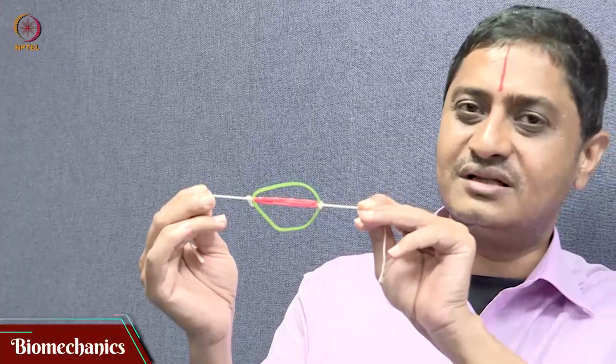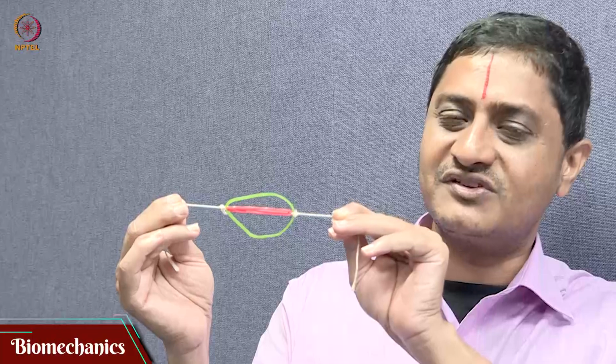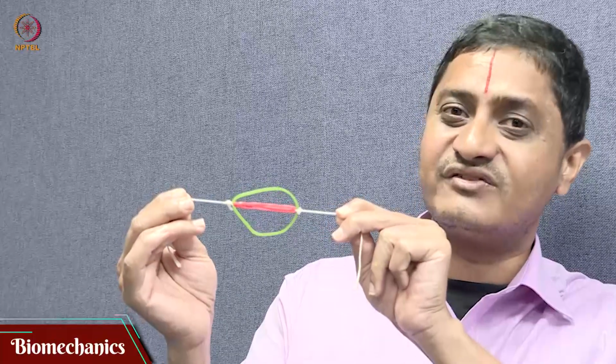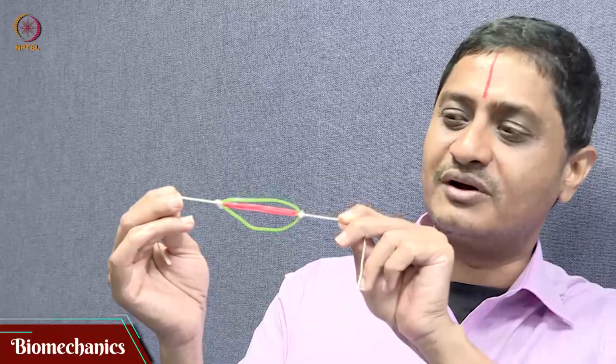Although the elasticity is the same, this is made of the same material, so elasticity is the same. Why is it still slack? Because the resting length is different. Now I am continuing to pull. I am continuing to pull like that.